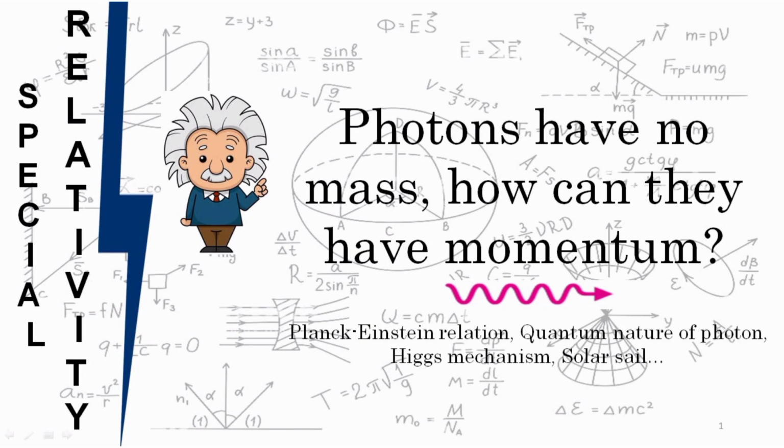In this video, we are going to answer this question: how can photons have momentum although they do not have any mass? Although this question has been answered by numerous people, I am going to take a different approach to answer it, and as a result, we are going to learn certain important aspects of physics, including the Planck-Einstein relation, the quantum nature of the photon, how the Higgs mechanism works, and can we use the power of a photon's momentum to make a spaceship move.